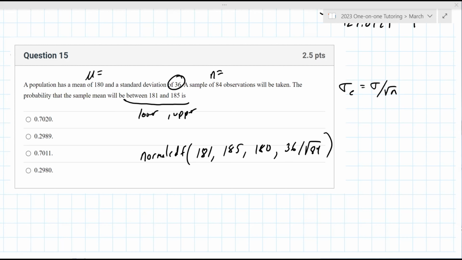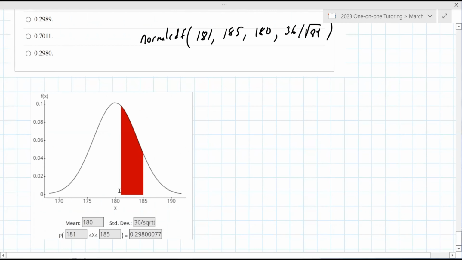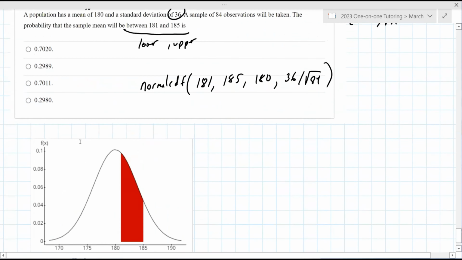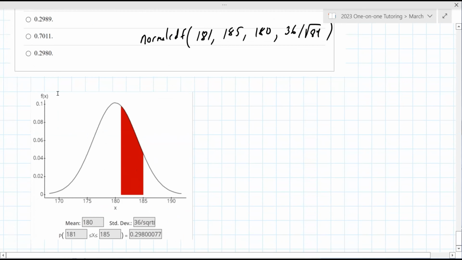Grab a snip of this so you can see again what's going on here. So it's between 181 and 185. Your calculator will be the same, 0.2989. It should match up really, really well. Sorry, 0.2980. I almost chose the wrong one. You shouldn't have to fudge it or nudge it. It should really just be exact. A lot of times students think, oh, if it's close enough, it's fine. It's not. You've made a mistake, unfortunately.